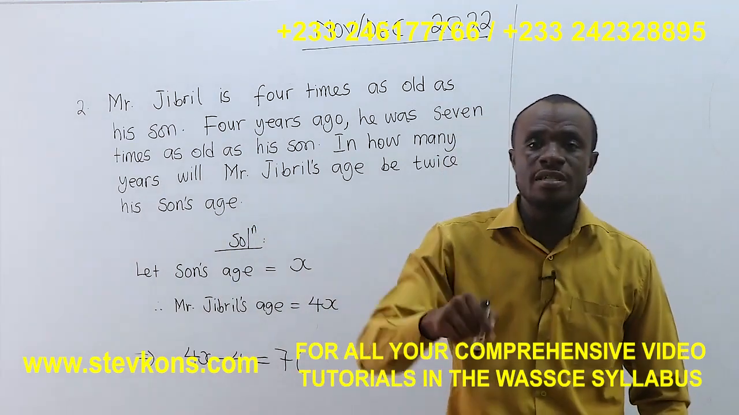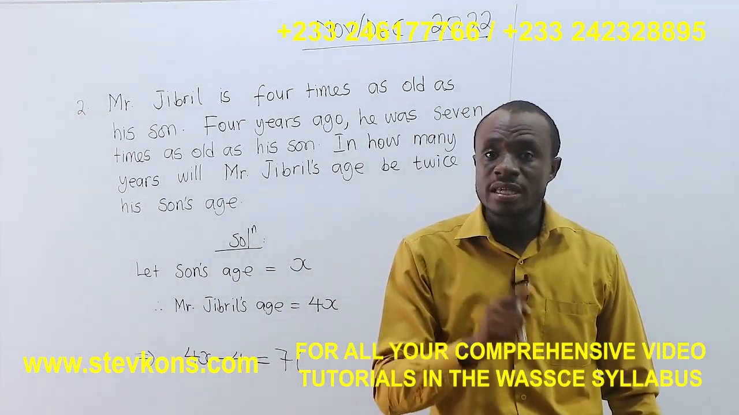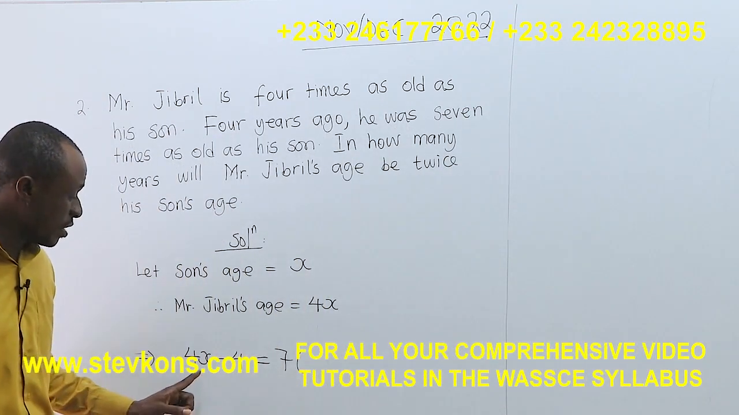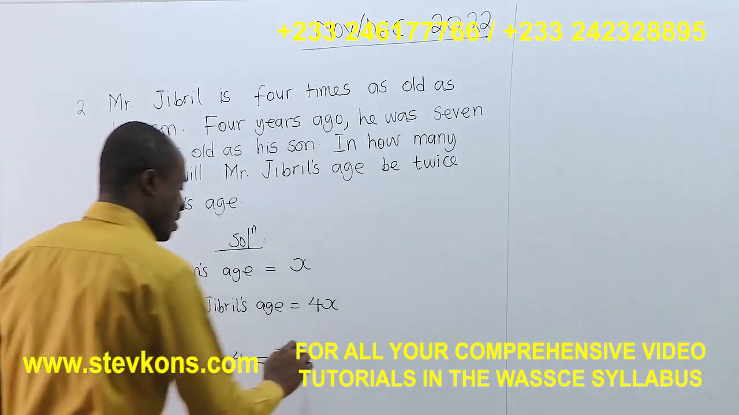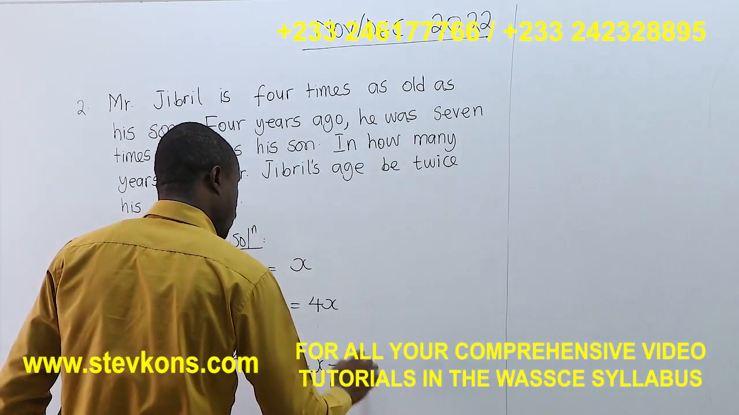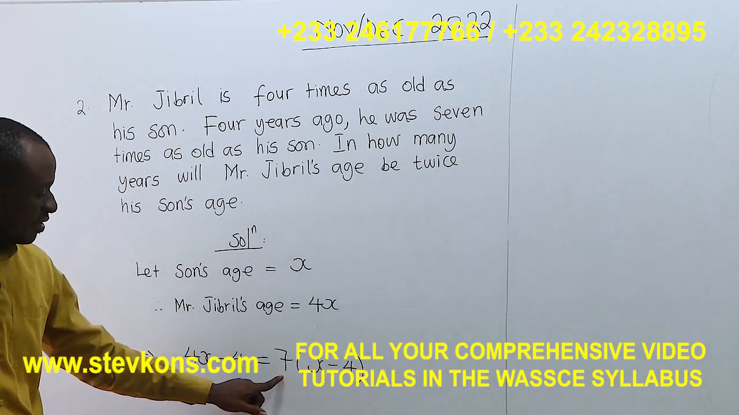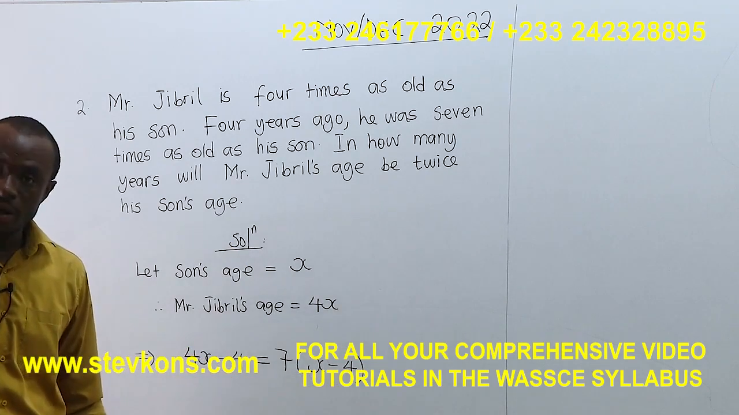Now, the age of the son now is X. So 4 years ago, the son's age will be X minus 4. So Mr. Jibril's age 4 years ago was 4X minus 4, equals 7 times (X minus 4). So 4 years ago, Mr. Jibril's age is 7 times the age of his son. We want to find X. How can you find X?